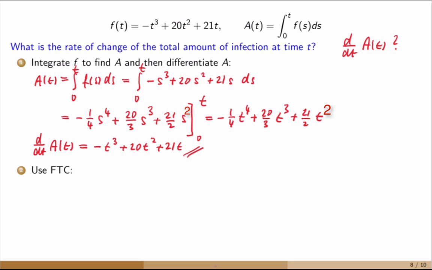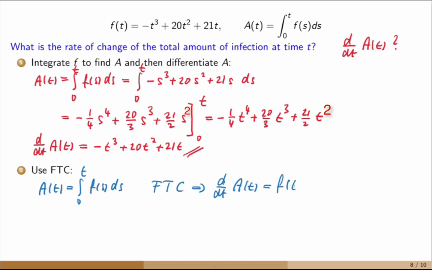How does it look if we use the fundamental theorem of calculus? We know a of t is the integral from 0 to t of f of s ds. And from the fundamental theorem of calculus, we know that d by dt of a of t is actually f itself. It is f at t. And f is already given. So this is minus t cubed plus 20t squared plus 21t. Now I leave it up to you to decide which way is easier.